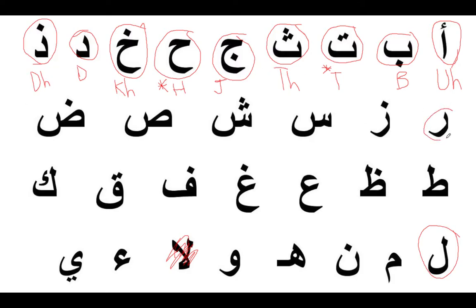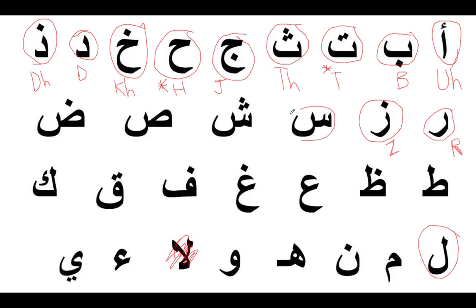This next letter here is letter ra, okay? So this letter makes an R sound. Nothing too tricky, that's pretty straightforward. Then this letter I'm circling now is letter za or zain. You could just say zain. So it makes a Z sound, okay?